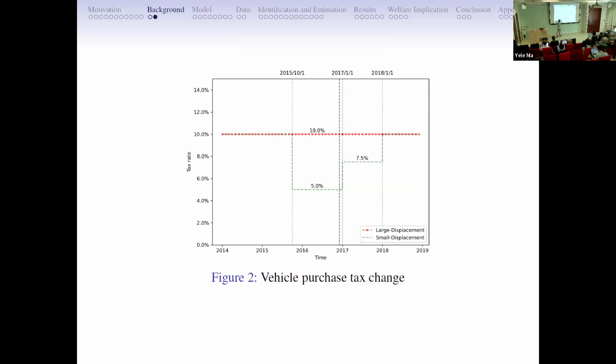Our research window is from 2014 to December 2018. Throughout our research window, the government first exogenously lowered the tax rate of the green line, I mean the small displacement vehicles. That means vehicles with cylinder capacity lower than 1.6 liters, cutting their vehicle purchase tax rate from 10% to 5% here. But the rate for the large displacement vehicles is maintained at 10%.